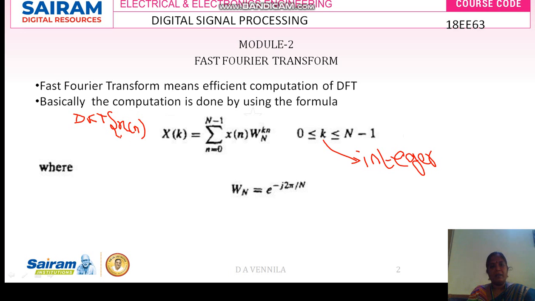So here the given sequence is in the time domain. If you apply the Fourier transform to any time domain sequence, you will get a frequency domain sequence. So it is very easy to compute. If you compute using the frequency domain, the computation efficiency will be more. That's why the time domain is converted into the frequency domain. A transform is nothing but conversion of one domain to another domain.